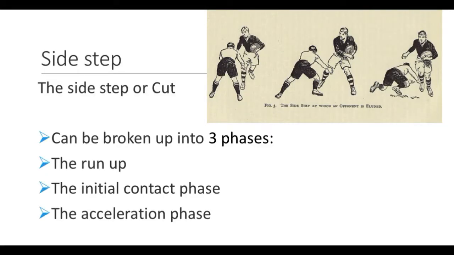The sidestep or cut can be broken up into three phases: the run-up, the initial contact phase, and the acceleration phase. All have an impact on performance and injury prevention and will be talked about throughout this presentation. But first, let's have a look at Jackson's sidesteps.